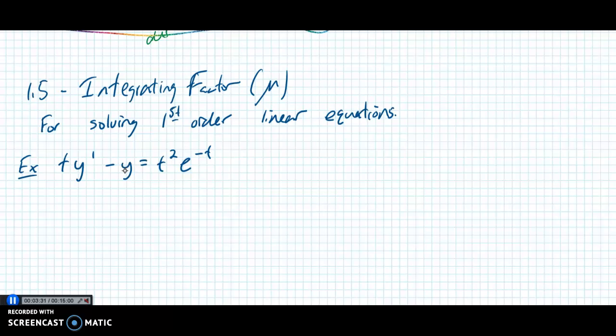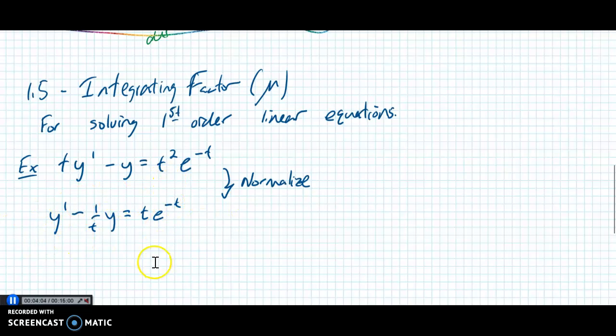Okay, so the first step that I do here is normalize. When I normalize it, I want the y prime term to not have anything on it. So that's going to have y prime. I'm going to divide by t basically. Minus 1 over t y equals, divide everything, so that means I've got to divide the right side by t as well, t times e to the negative t. And that's the thing we're going to solve.